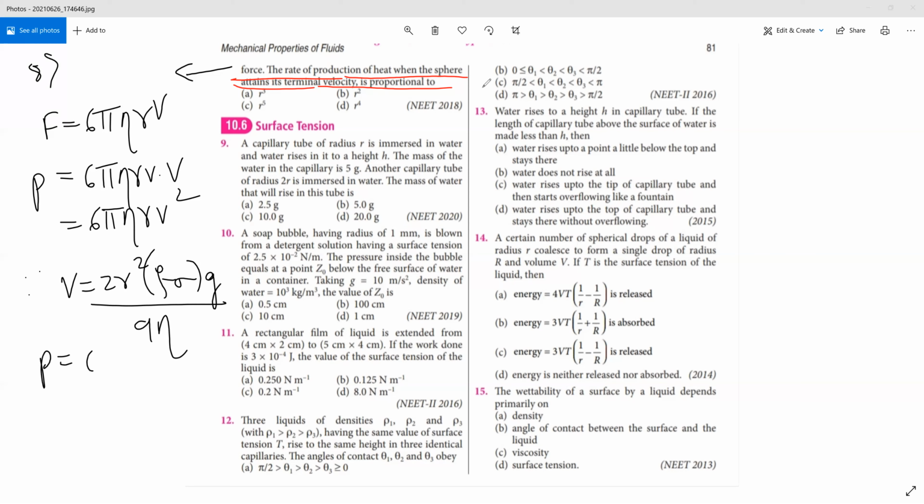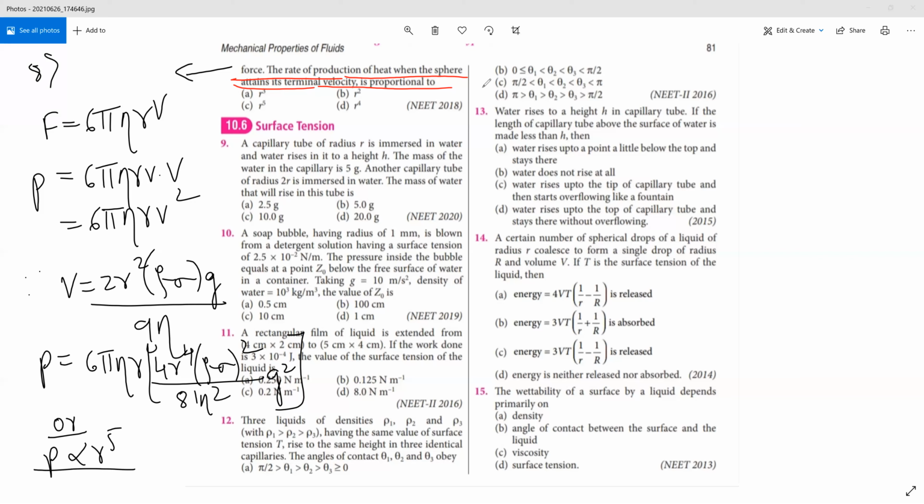Now power is equal to 6 pi eta into r in the bracket 4r to the power of 4 (rho minus sigma) whole square divided by 81 eta square into g square. From this, you can write that power is directly proportional to r raised to 5. Therefore, for the 8th one, the 6th option is the right answer.